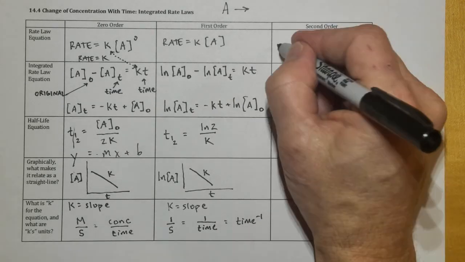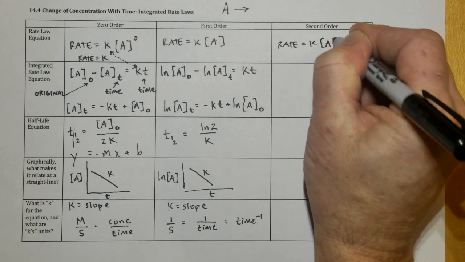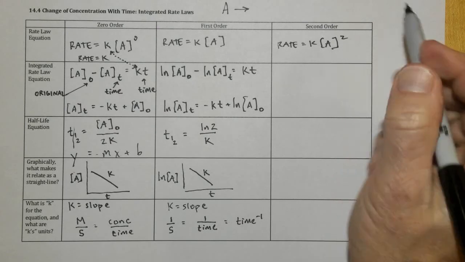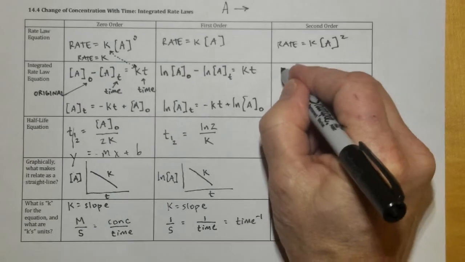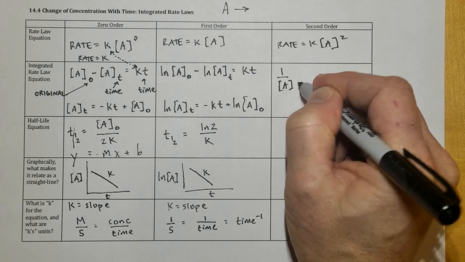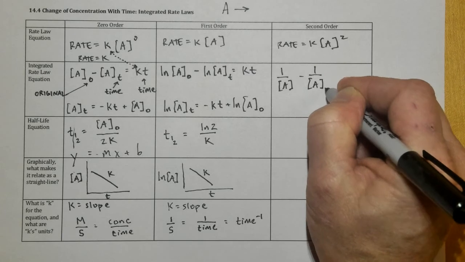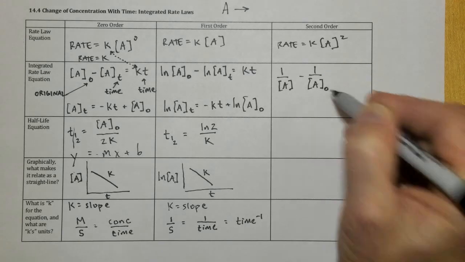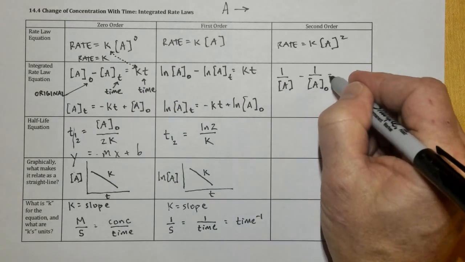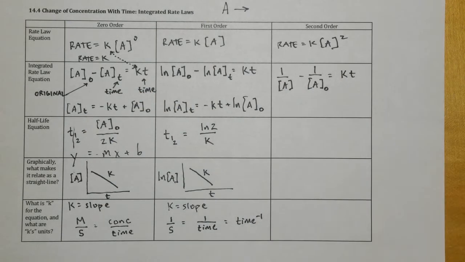All right, last one. Rate is equal to k times A, and it's going to be squared, because it's a second order process. When this undergoes integration, we now end up with 1 over the concentration of A minus 1 over the concentration of A0, or A original, or A naught. That O, remember, means original, like original recipe. And then that's equal to k times t.